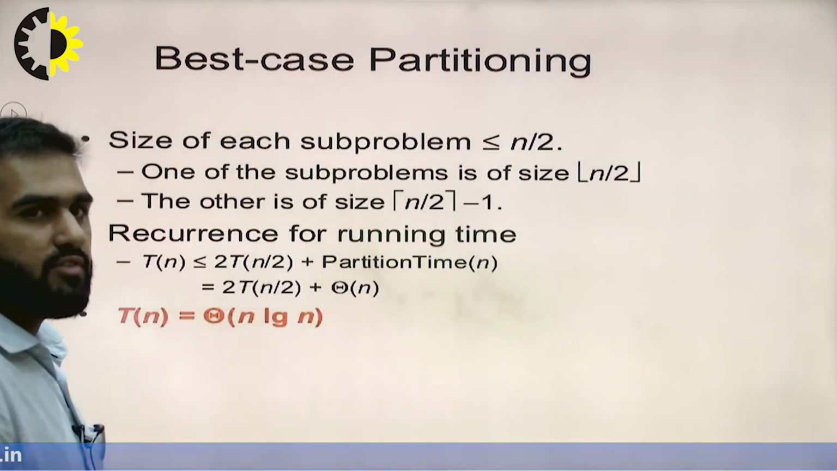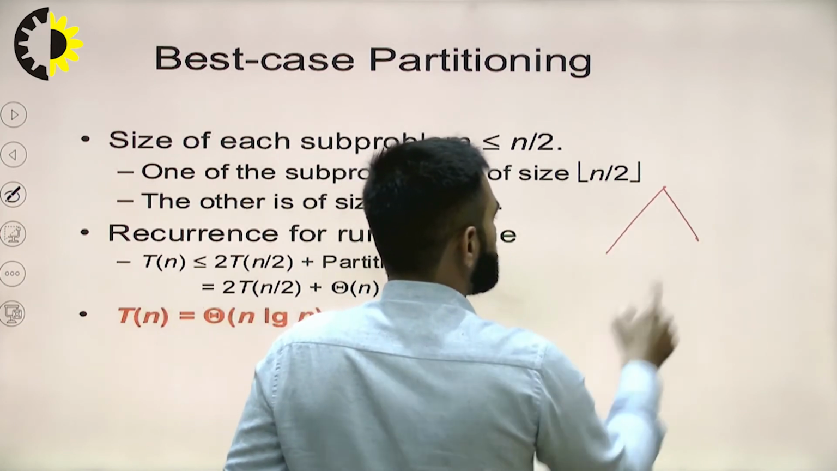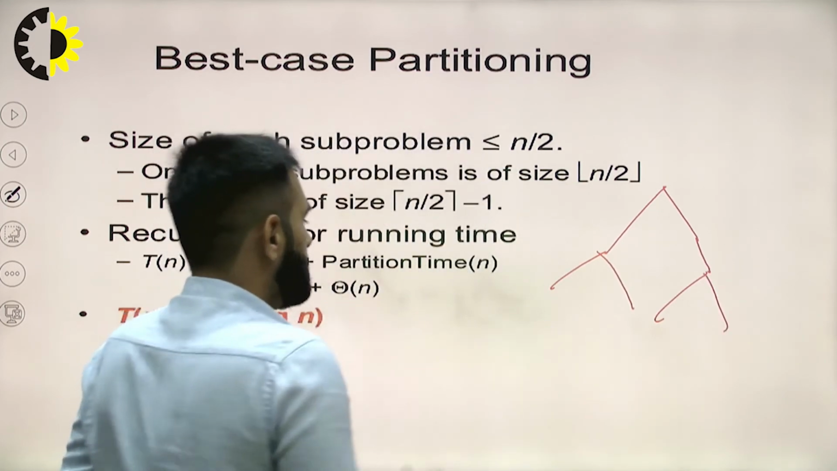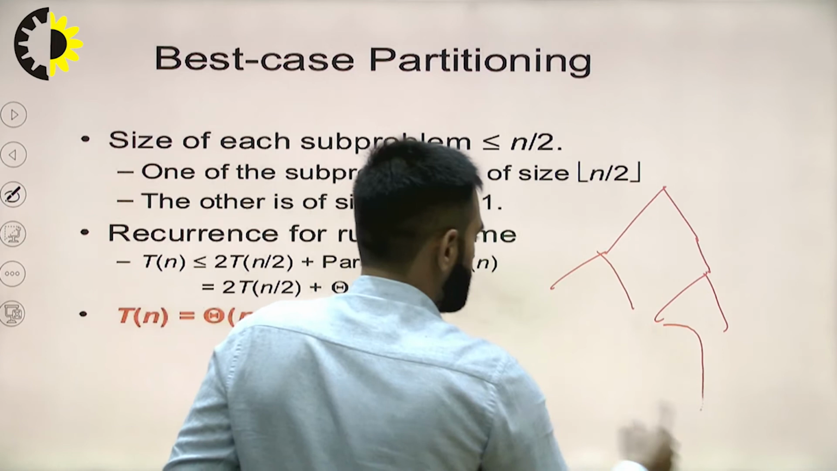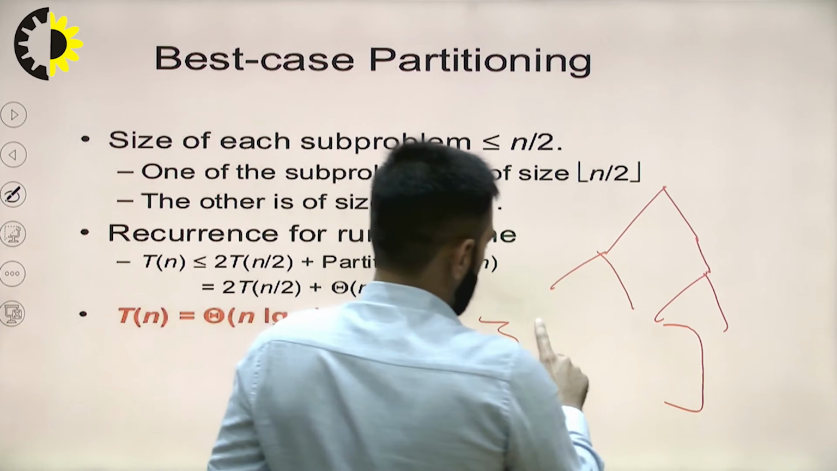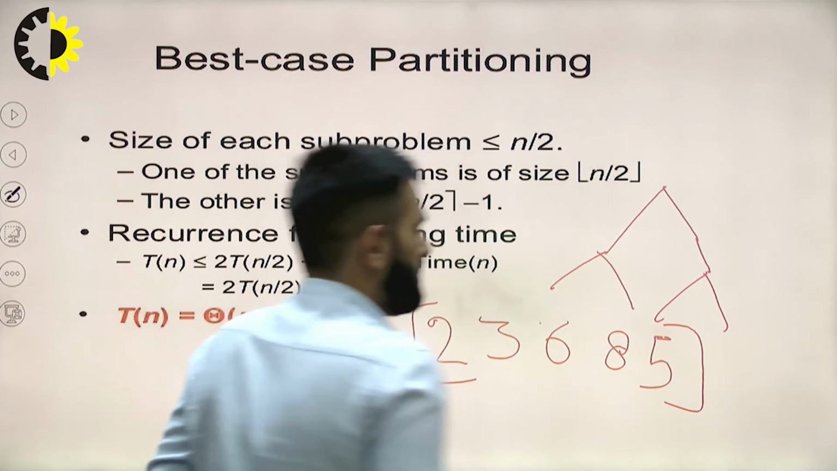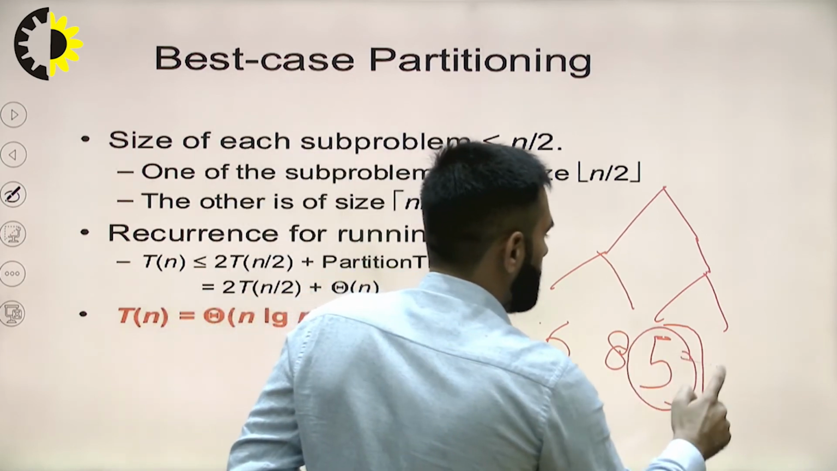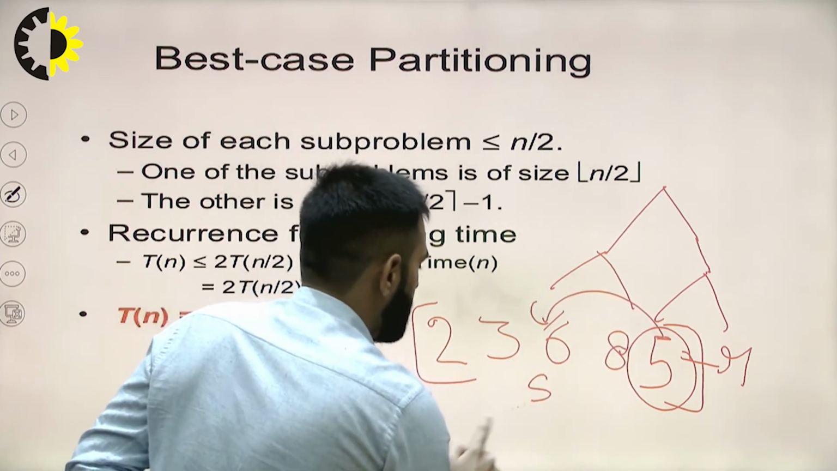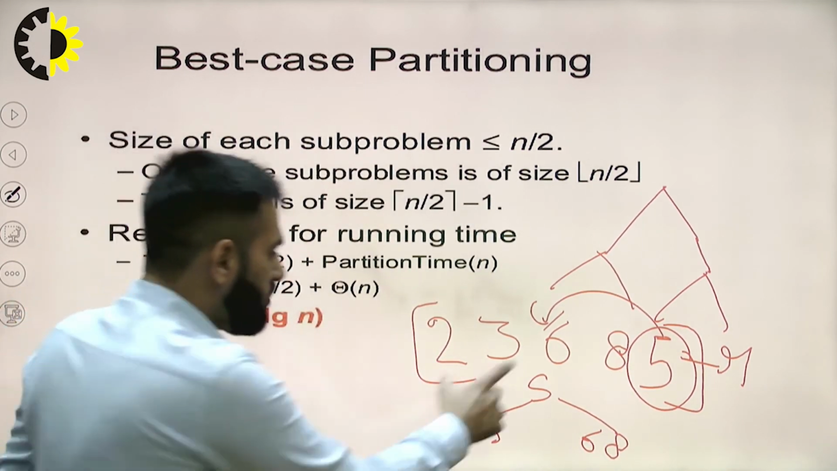Now the best case, when will it happen? It will happen when we divide the array into two equal parts. When will it happen? Suppose we have an array like this, 2, 3, 6, 8, 5. Now the last element we have taken as a pivot. So after the first partition, where will it reach? Exactly this. Now 5, it is 2, 3, it is 6, 8. So it is the equal partitioning.